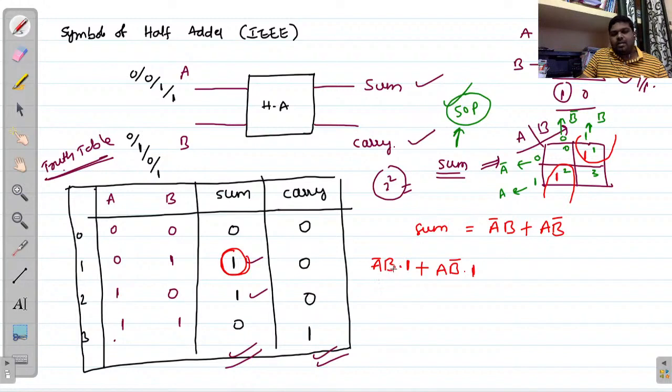Now you can multiply something with 1, so obviously you will get something only, right? Multiplying 1 with something means you will get something only. So what is the answer here? A bar B plus A B bar. Okay, so this is your output. You can directly write from this particular table. Okay, don't go for K maps. For 2 or 3 variables you can directly write. When you come across 4 variables, definitely you can use K map.